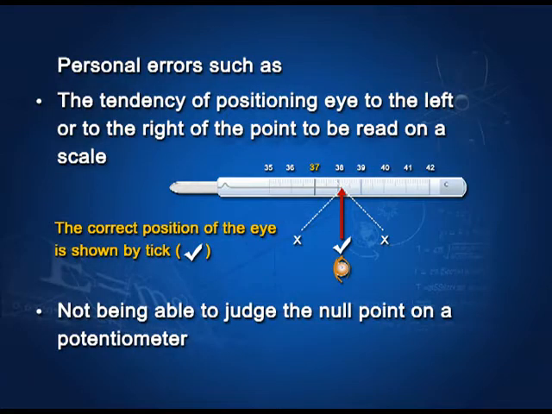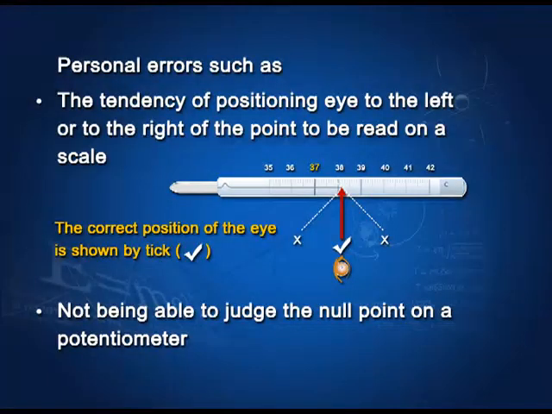Similarly, in an experiment say with a potentiometer, you may not be able to read the null point correctly. When the needle of the galvanometer is not showing any deflection, that is a null point, but you may not be able to judge it properly. This can also lead to errors, and these will be personal errors.